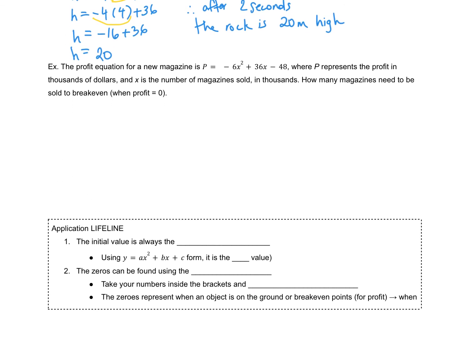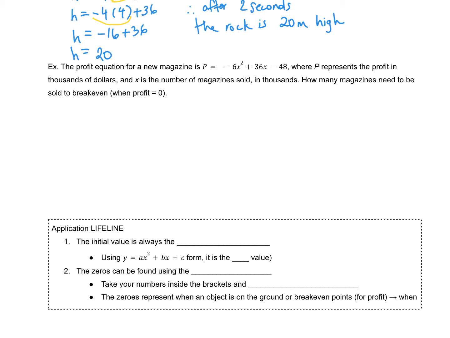The profit equation for a new magazine is P equals -6x squared plus 36x minus 48, where P represents the profit in thousands of dollars and x is the number of magazines sold in thousands. How many magazines need to be sold to break even? So when the profit is 0. All right, looking at this, maybe it's not the most familiar type of thing. What special point are we looking at?